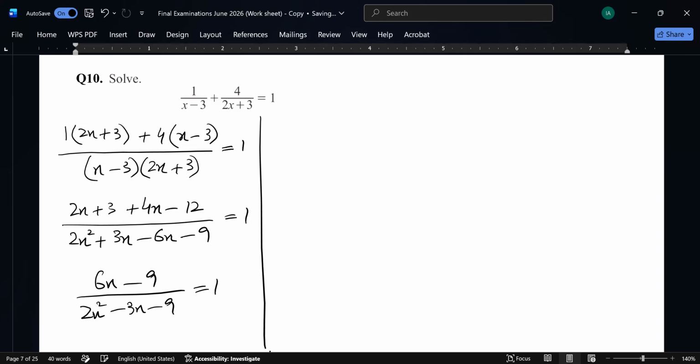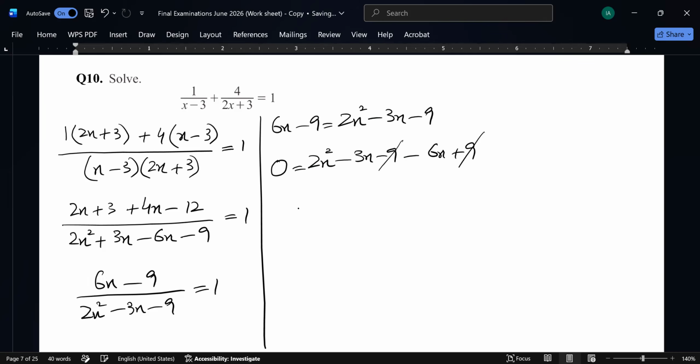Further solve, let's cross multiply. So 6x minus 9 is equal to 2x squared minus 3x minus 9. Now I'm going to move the left hand side to my right, and it becomes 2x squared, and the signs are going to be changed for each. I observe that the minus sign and plus sign cancel out, and we have 2x squared minus 9x equals 0.